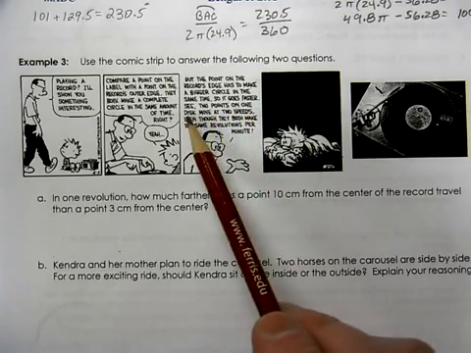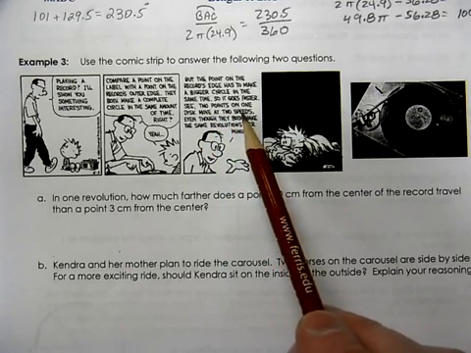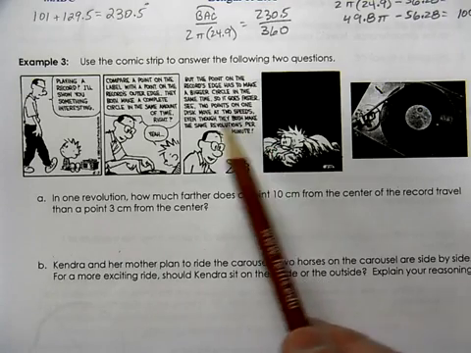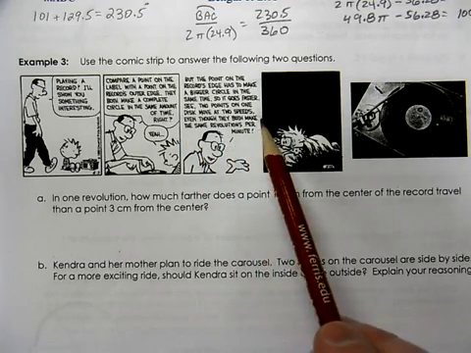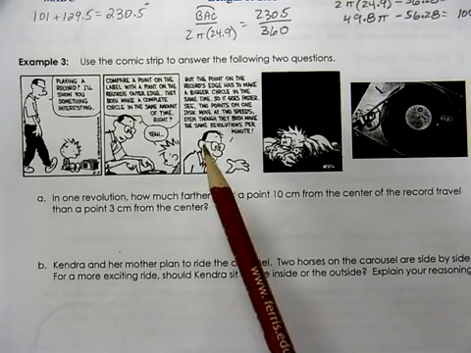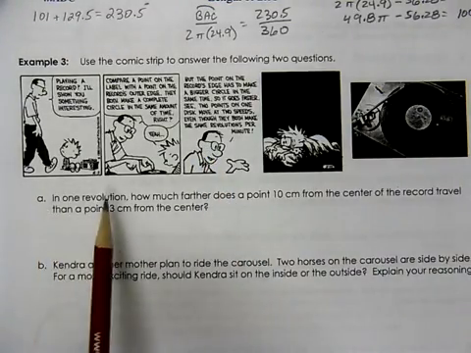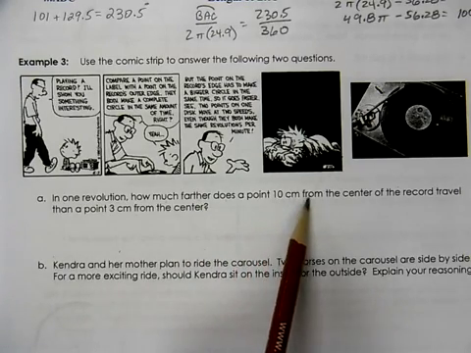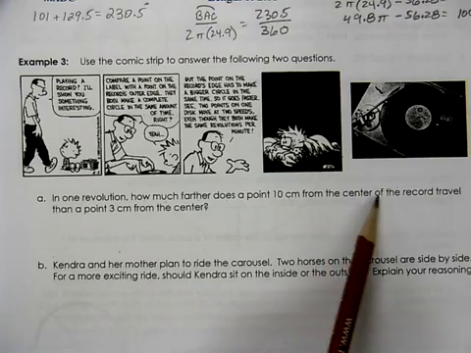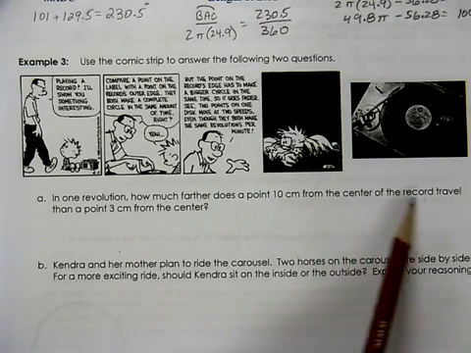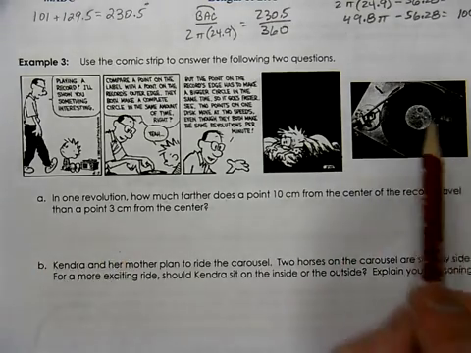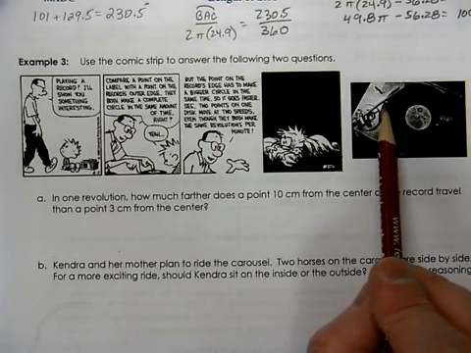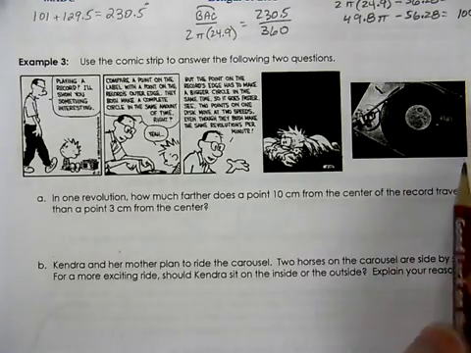See, two points on the disc move at two speeds. They're moving at different speeds, even though they both make the same revolutions every minute. Pretty crazy idea. In one revolution, how much further does a point that is 10 centimeters from the center travel compared to 3? So if it's 3 from here, what is its total distance? If it's 10 out to the edge, what is its total distance?